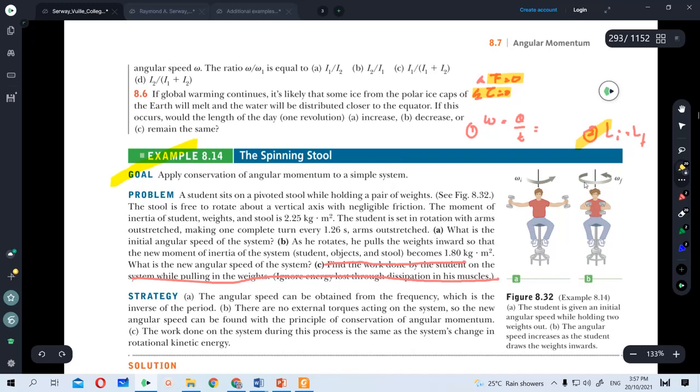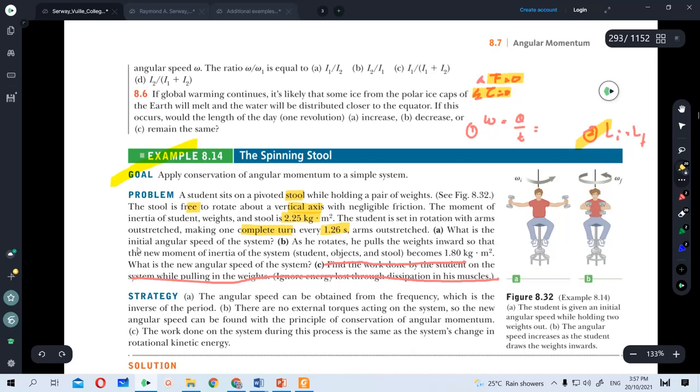You have the student, as in the figure, sitting on a pivoted stool. That stool is free to rotate, and you have a fixed axis, and that's one of the reasons why angular momentum is constant. The moment of inertia of the student originally is this much. When that student is set into rotation with his arms open, he makes one complete turn within 1.26 seconds. So what does this mean? This is the speed product.